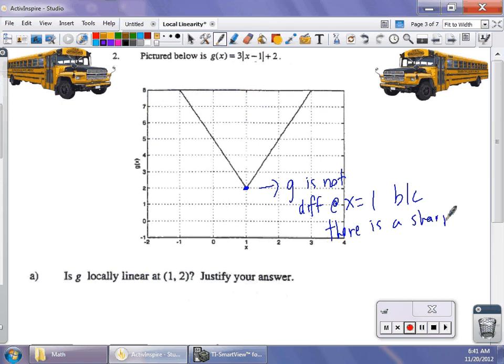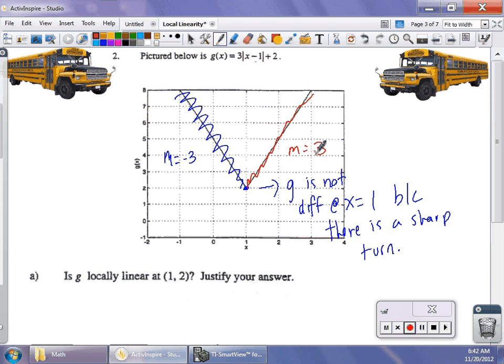Now, that's not how I would defend myself with calculus. What this really has to do with is that the derivative on the left-hand side of this point has a slope of -3. The derivative on the right-hand side of this curve has a slope of +3, and these two slopes are not agreeing with one another. The derivative on the left-hand side is not equal to the derivative on the right-hand side.